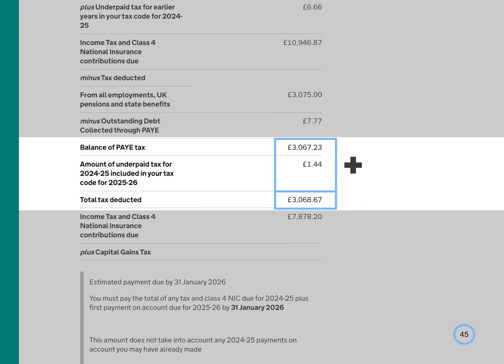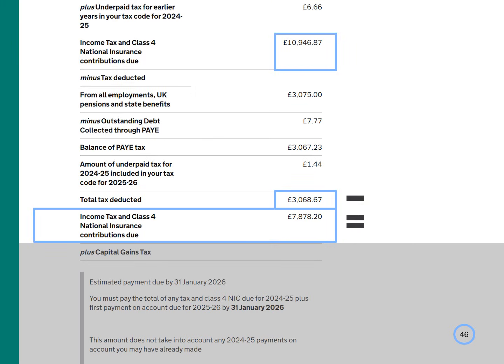This leaves your total tax deducted, in our example, £3,068.67. This is taken off the total due for the year, so that's £10,946.87 minus £3,068.67, which leaves a balance of income tax and Class 4 National Insurance due of £7,878.20. If you are paying voluntary Class 2 National Insurance contributions, that amount would also be included here.